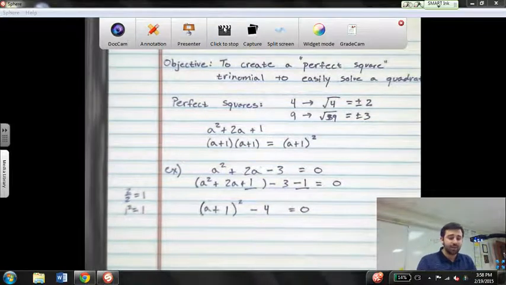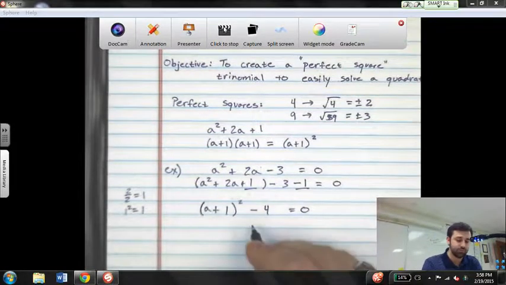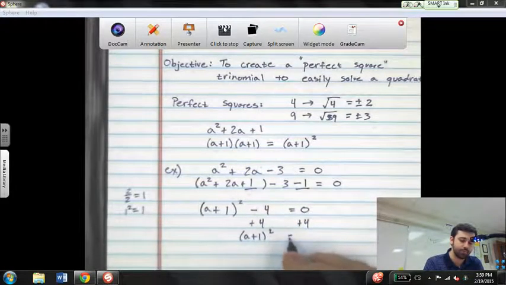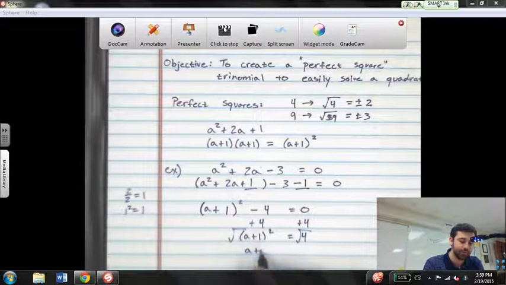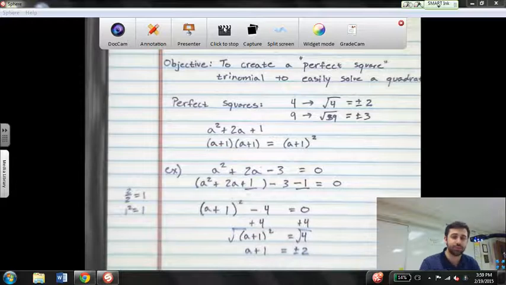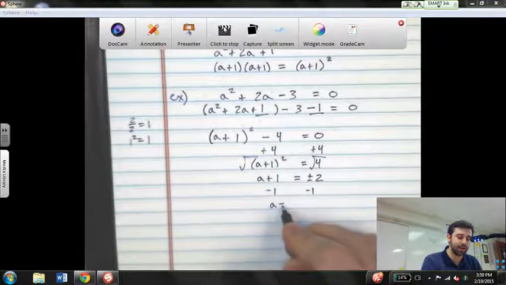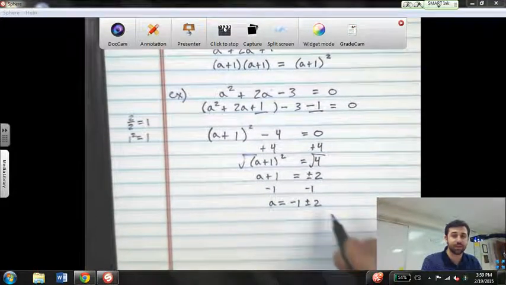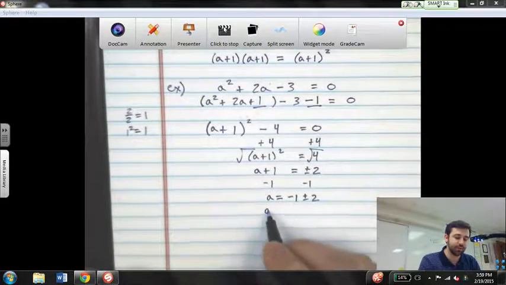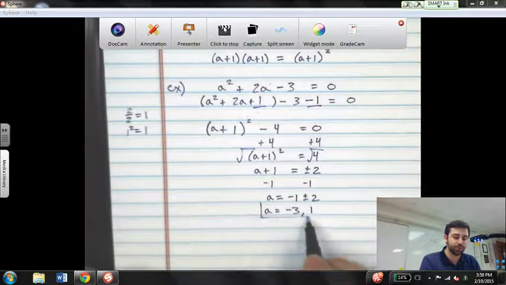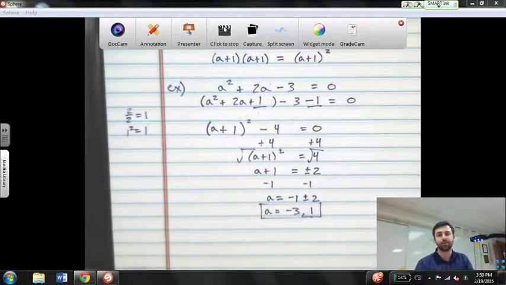I get something where I have one variable and I can now solve algebraically. In this situation I would add 4 to both sides, and then take the square root, which gets rid of this exponent. Now I have a plus 1 is equal to plus or minus 2. After I subtract 1 on both sides, I get a is equal to negative 1 plus or minus 2, which comes out to negative 3 and positive 1. So the roots of this equation are negative 3 and 1.